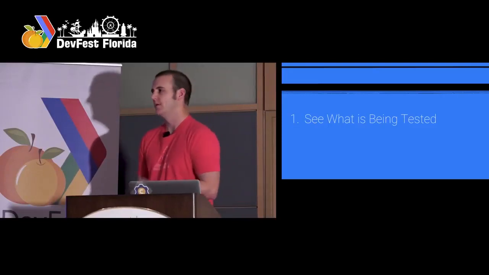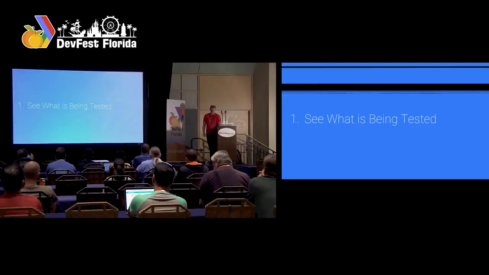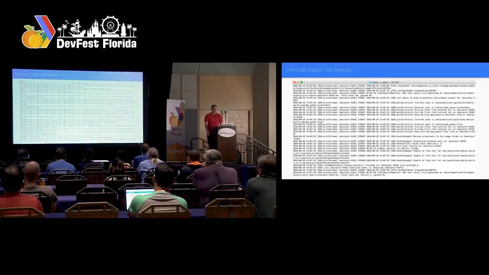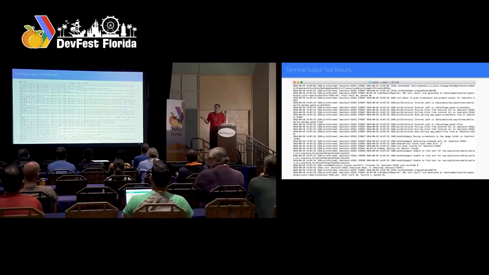Number 1, you want to see what's being tested. This is a UI test, so obviously there are user-facing things that you want to see. Right now, if you run your Espresso tests, it's going to look like this. You'll have your console output, and it's a UI test. That's great that it passed, right?